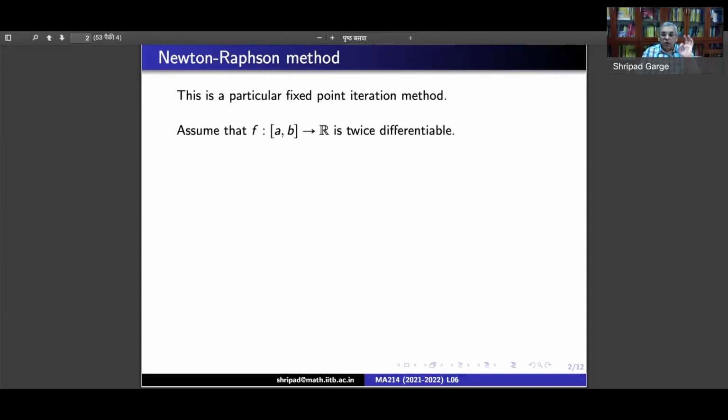So we assume that the function, which is defined on [a, b] to R, is twice differentiable. This is one small but very important change from the earlier condition. The earlier condition was simply that the function be continuous. Here we ask that the function be differentiable and its derivative be also differentiable, so that we have a slightly better Taylor approximation to the function. That's the basic point.